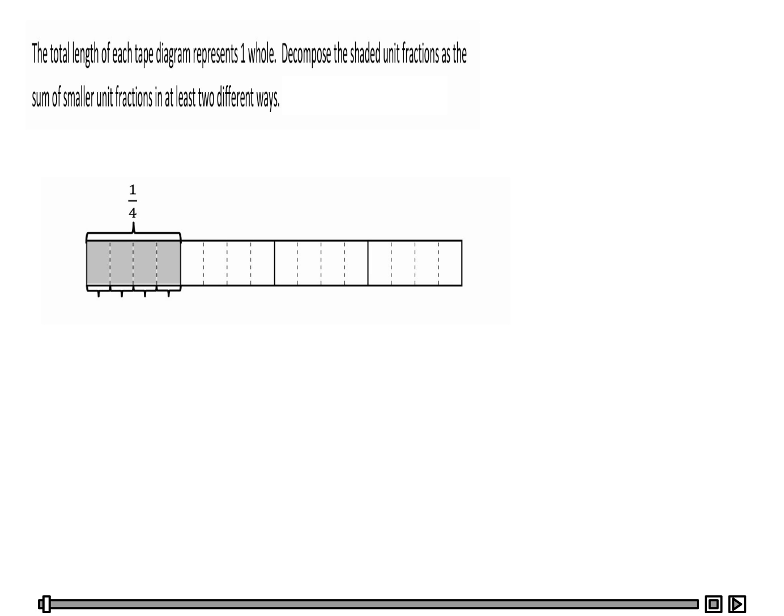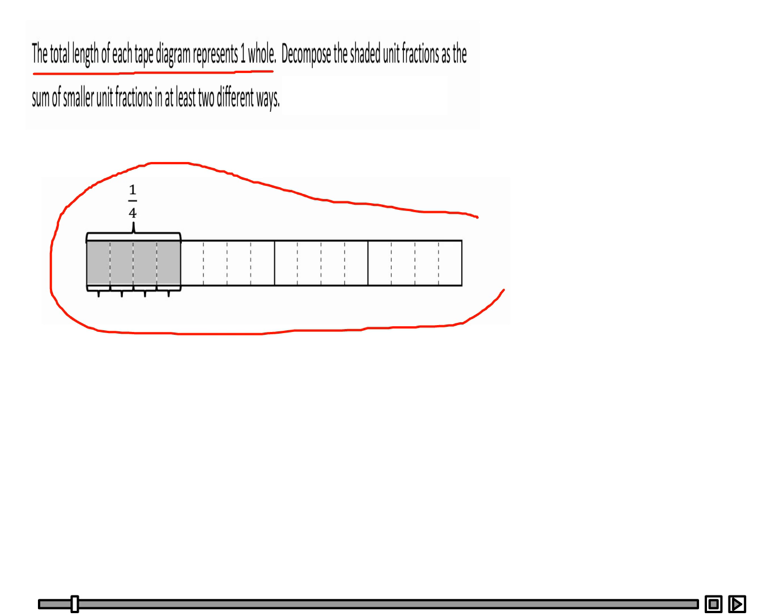Okay, let's look at an equivalent fraction problem. And let's read it. It says the total length of each tape diagram represents one whole. So this entire tape diagram is one whole. And as you can see, it's broken into 4 parts. We have 1, 2, 3, 4 equal parts.